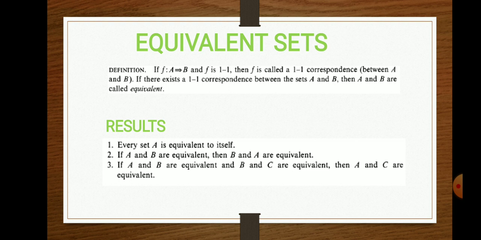So to prove that two sets are equivalent, first we define a function between these two sets, and then we have to prove that the function satisfies the 1-1 condition and the onto condition.